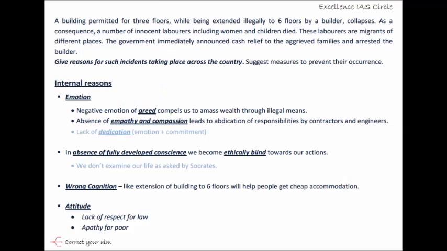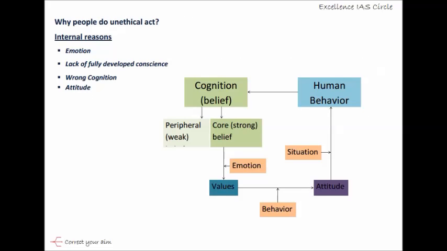Now, this in a nutshell is answer writing technique one. Let me quickly summarize it, and then I'll show you how to apply this in any question that we get. The question is, why do people do unethical acts? You divide the answer into internal reasons and external reasons. For internal reasons, you will touch upon emotion, conscience, cognition, and attitude. These four you have to bring in as terms in your answer. And after each, you'll use one line of explanation. So one line of explanation after each subheading will do for the internal reasons part.